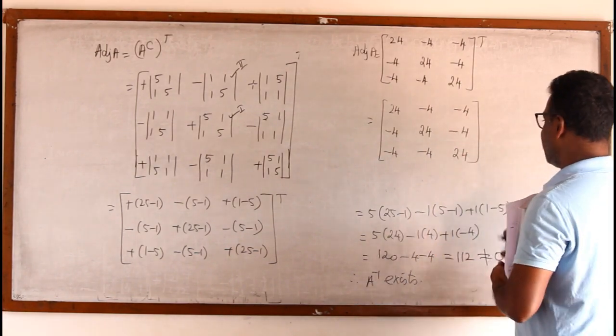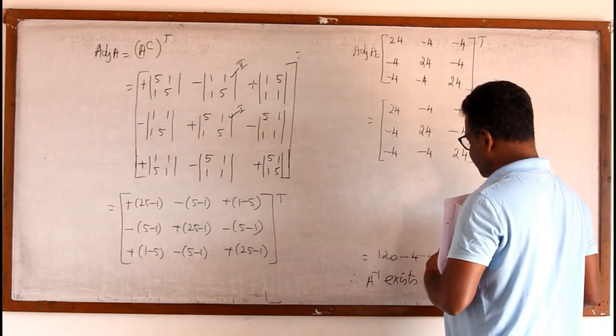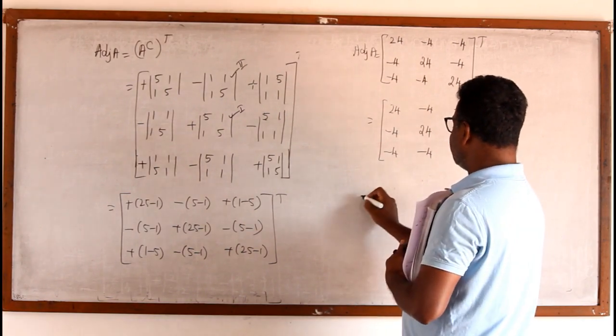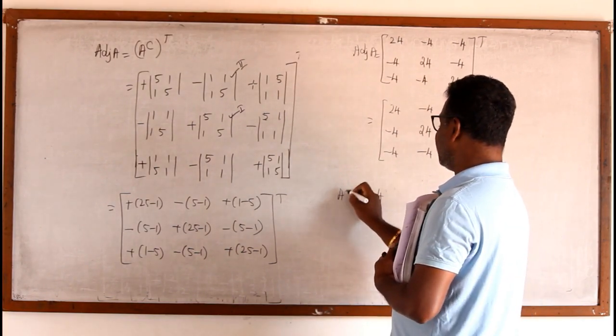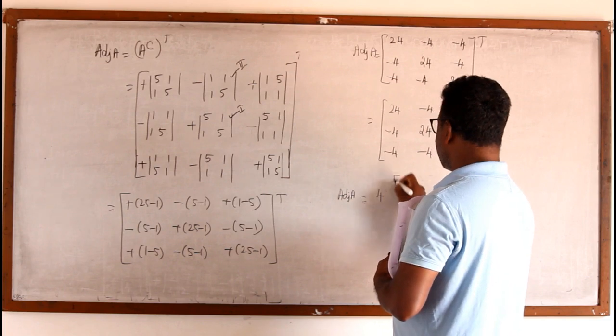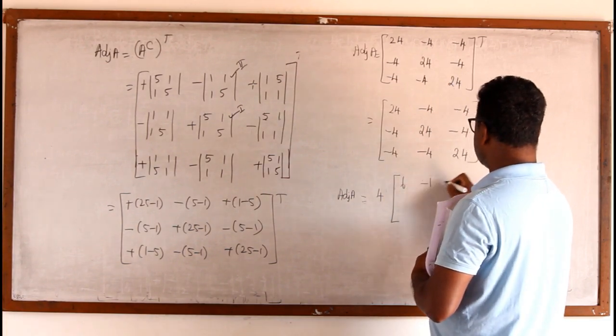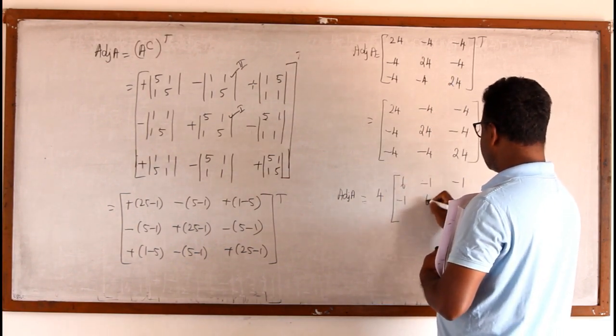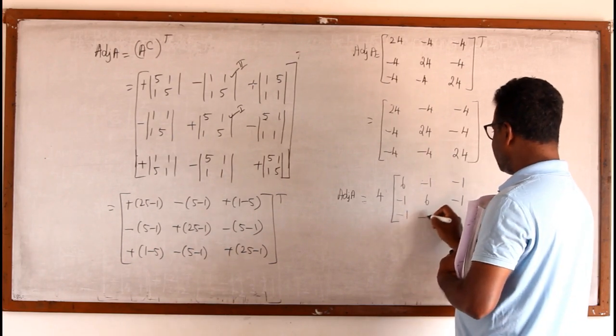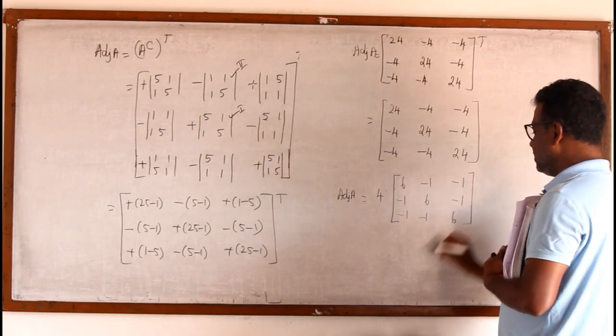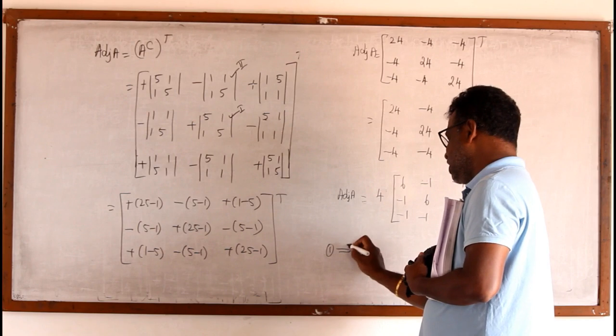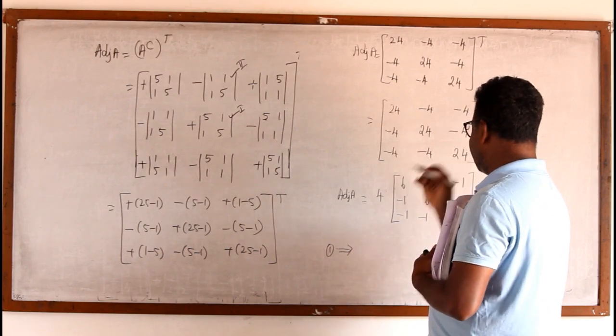Can I take 4 as a common term? Then this becomes 4 into 6, minus 1, minus 1, minus 1, 6, minus 1, minus 1, minus 1, 6. This is adjoint of A. Therefore, the adjoint of the matrix is ready.